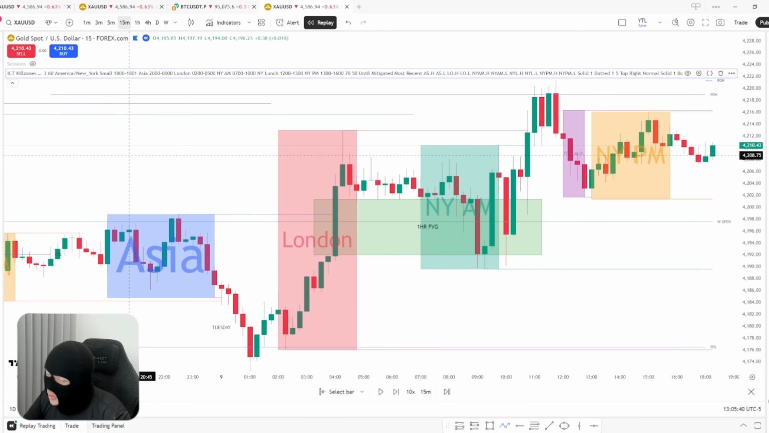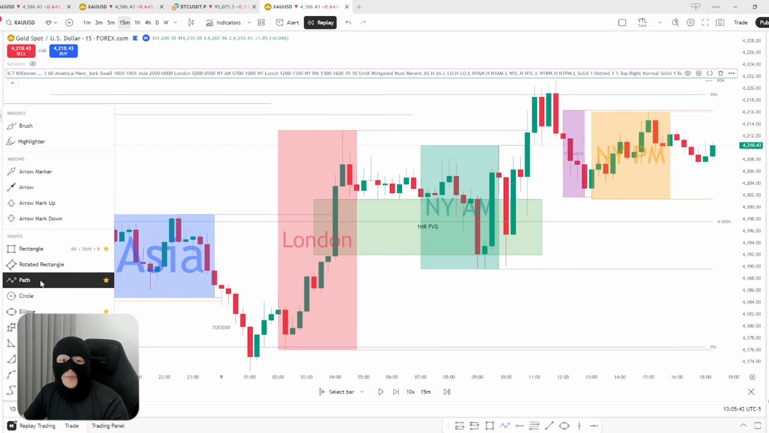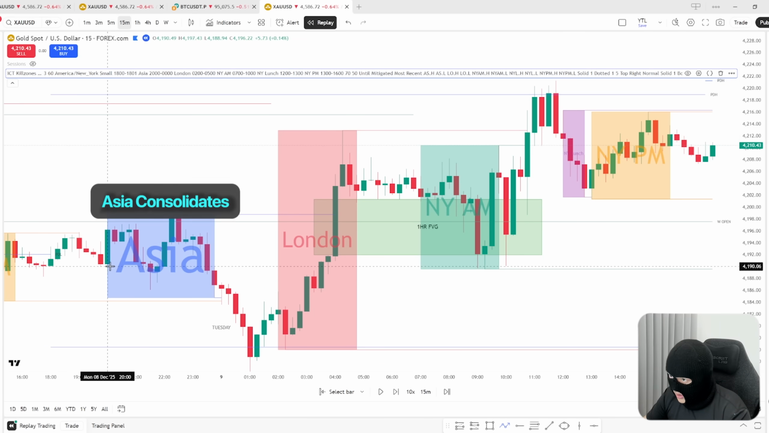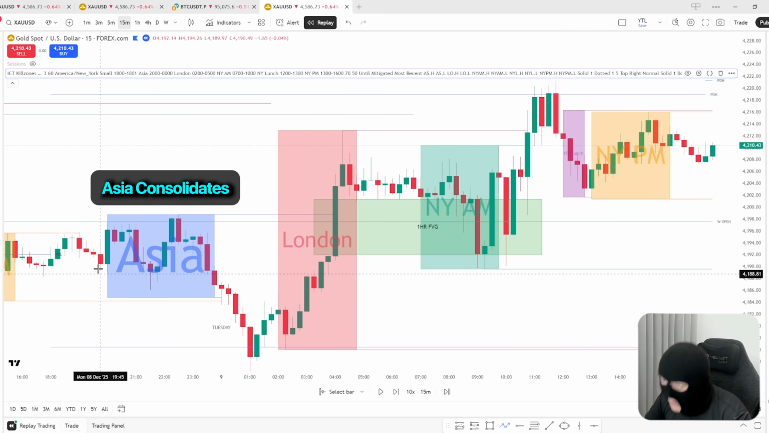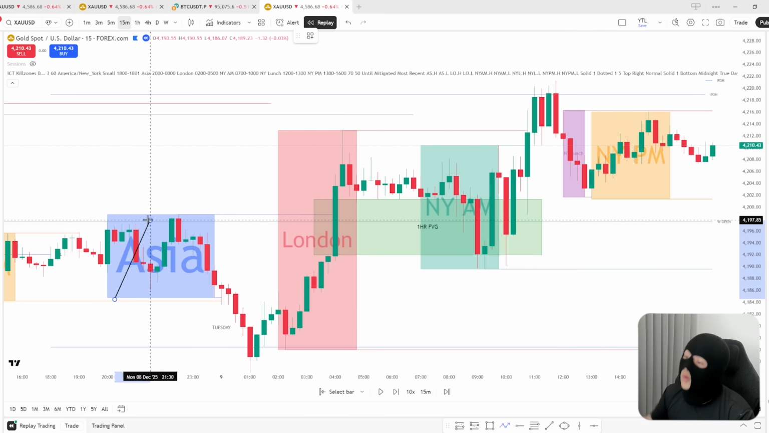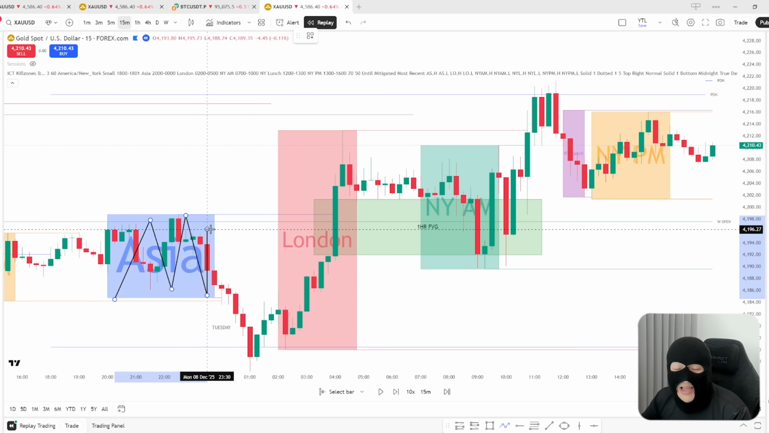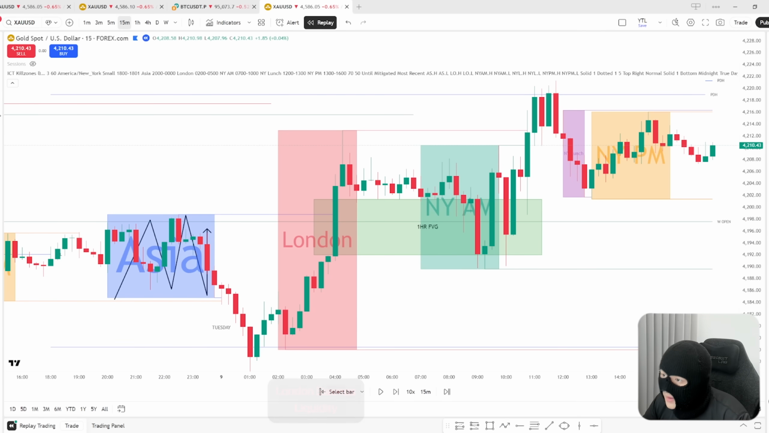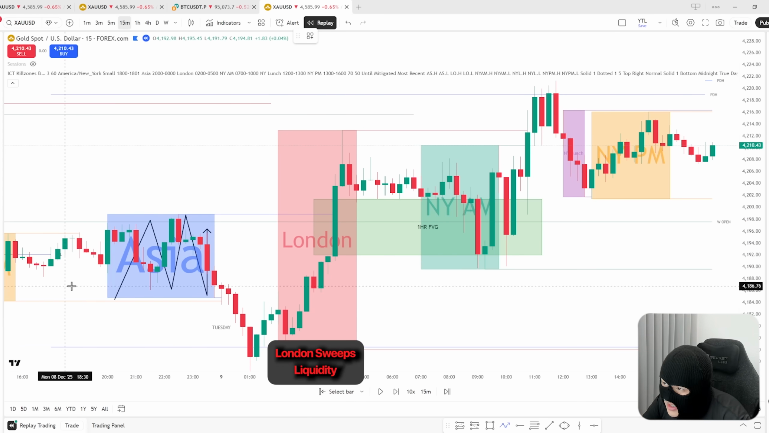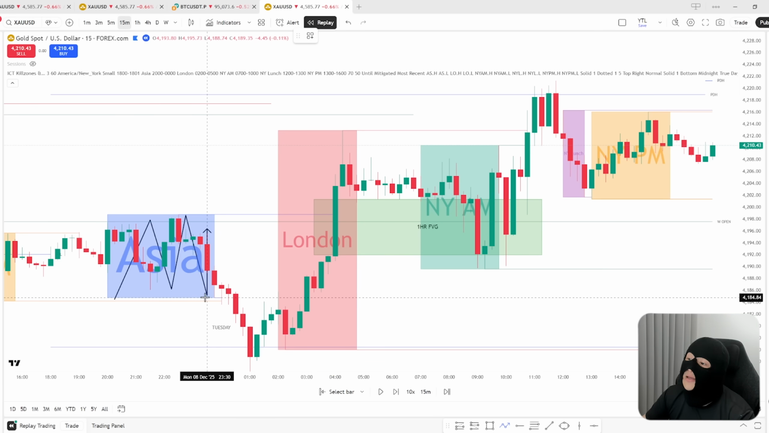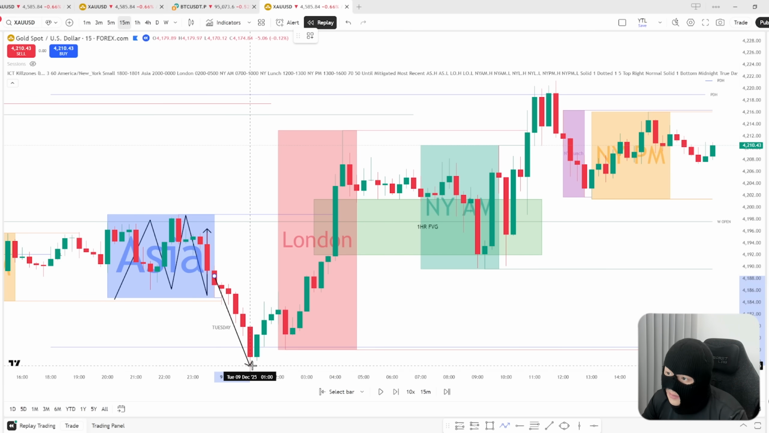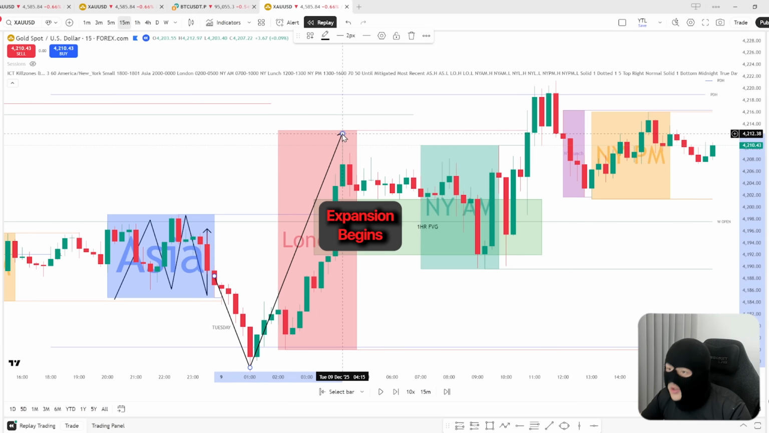Here's how a typical trading day plays out. I'll summarize it in 5 main pointers. First, we have the Asian consolidation. This will create the high and low for the Asian kill zone to be used later on during the London session. Number 2, London sweeps liquidity. This is where the market takes out the Asian session high or low. Once done, we move on to number 3, where the expansion begins.